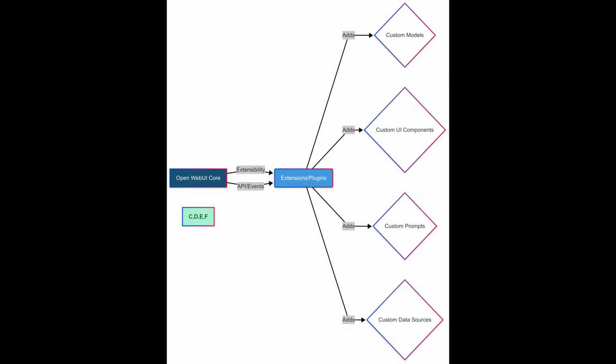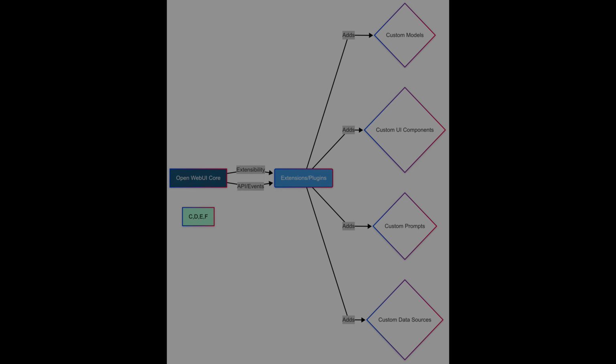So let's look at some of the ways Open WebUI offers extensibility. You can have custom models. You can have custom UI components. You can have custom prompts. And of course, you can have custom data sources, especially when you're using Retrieval Augmented Generation or RAG.